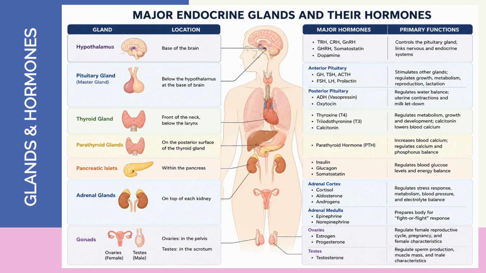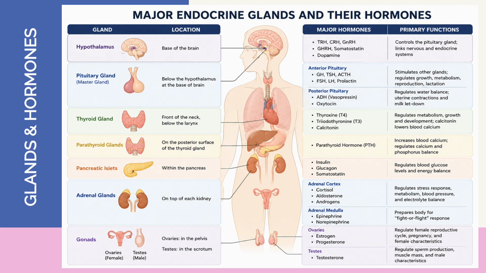So the anterior pituitary secretes several important hormones, including growth hormone, thyroid stimulating hormone, adrenocorticotropic hormone, follicle stimulating hormone, luteinizing hormone, and prolactin. The posterior pituitary stores and releases antidiuretic hormone, or ADH, which regulates water balance, and oxytocin, which plays a very important role in labor, delivery, and social bonding.